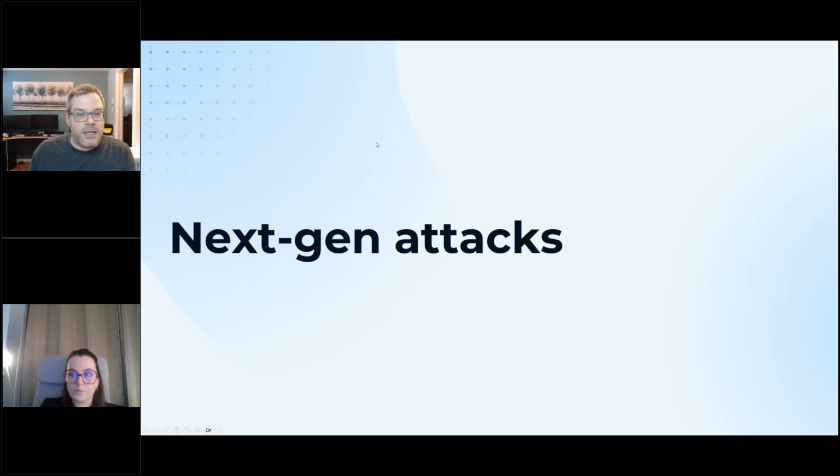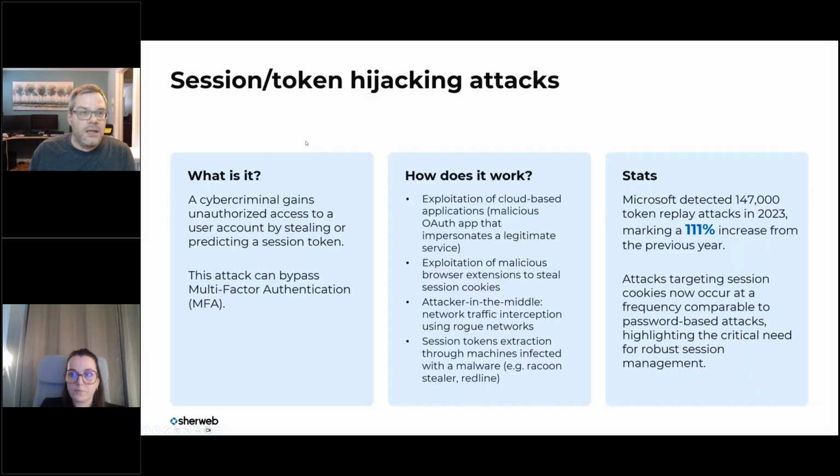But moving on to the next gen attack, which is why you guys are here, I think the simplest way to put it is session and token hijacking came to popularity. It's existed for a long time, but it's very popular right now because of the popularity of multi-factor authentication. Multi-factor authentication basically makes it hard for an attacker to just go through login and password and get access to your Microsoft 365.